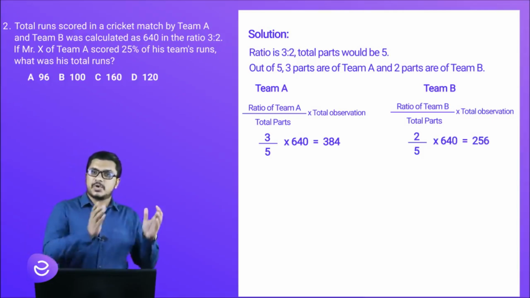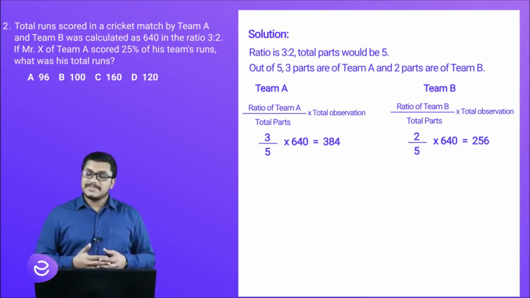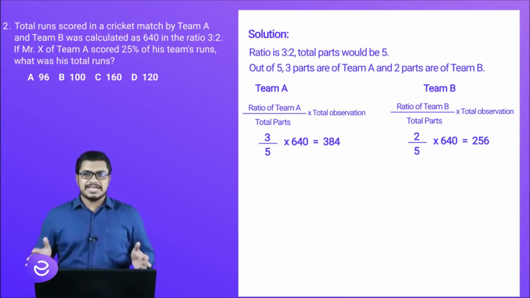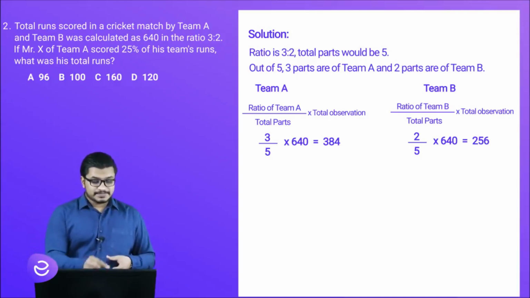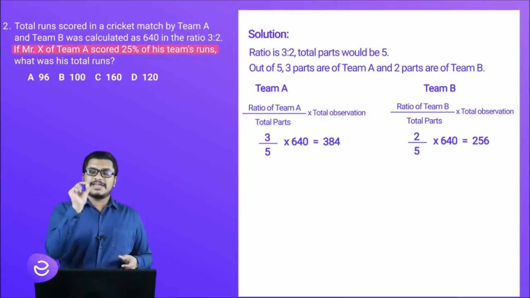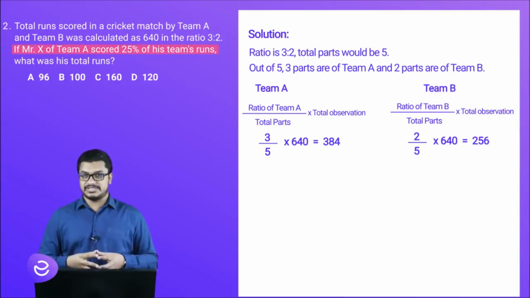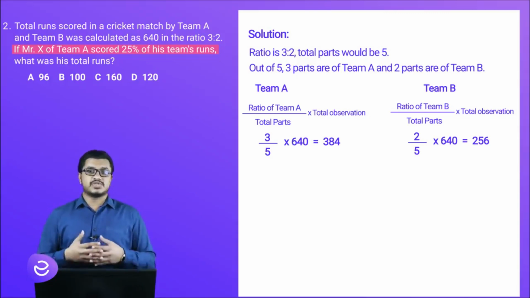So team A scored 384 runs and team B scored 256 runs. The question does not end there. We just got the runs of both the teams. Now the question is, Mr. X of team A scored 25% of his team's runs. So 25% of team A's runs was scored by Mr. X.